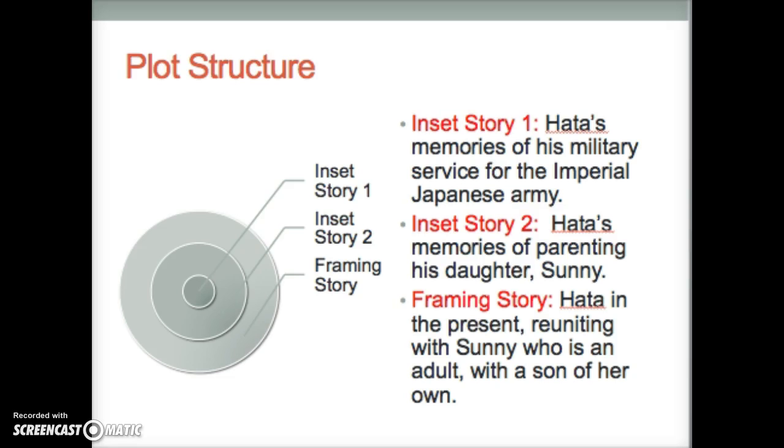In regards to the novel's plot structure, it's a little bit tricky and complex. You have three distinct storylines. The first one is the framing story, and this is the present part of the novel, where we see Hatta as now retired, he once owned this medical supply store.